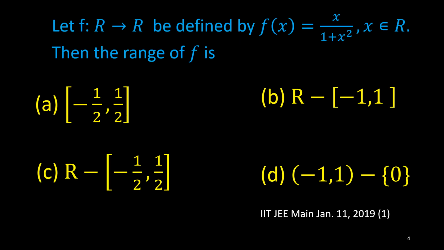Consider the first problem. It is taken from the 2019 paper. One function is mentioned here, f of x equals x upon 1 plus x squared, where x is real. We need to find the range of f. Four choices are given, but we will look at the choices later. Let us first find out the range of this function f of x.